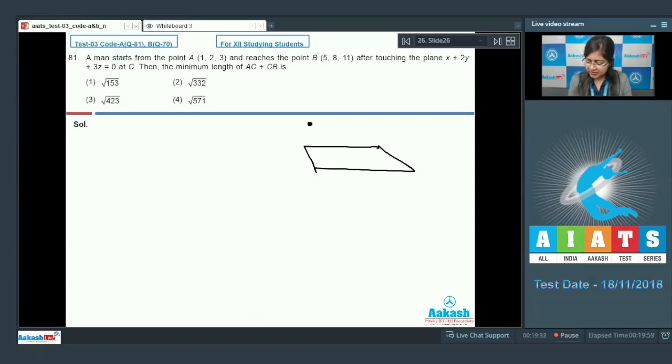Now a man starts from the point A, that is (1, 2, 3), and he reaches the point B, that is (5, 8, 11), after touching the plane. Now to get the minimum value of AC + CB, we have to make sure that this is the incident ray and this is the refracted ray. That is, these two angles will be equal. So we can say that the image of A, let us say that is A dash, C and B should lie in one line.